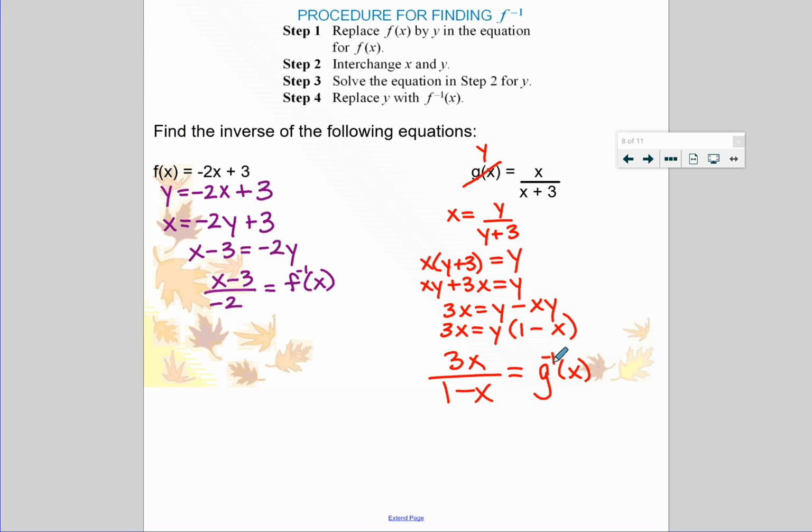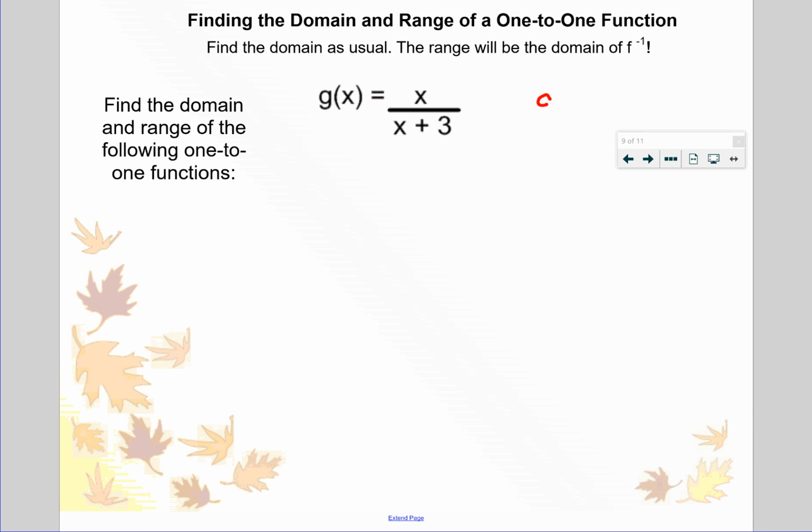Okay? All right. Now, continuing with that problem. We just said g inverse was, what was it, 3x over 1 minus x? Right? Okay. When you take x's and y's and switch them, you are also switching domains and ranges. All the x values become the y values, so all the domain values become the range values, and vice versa.